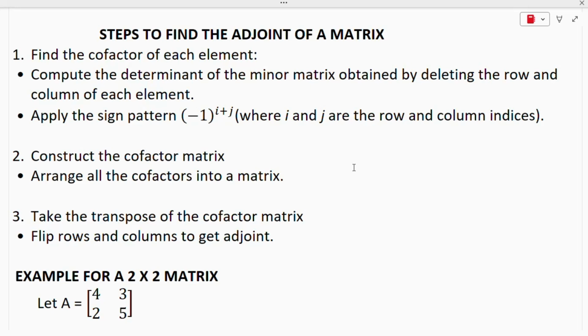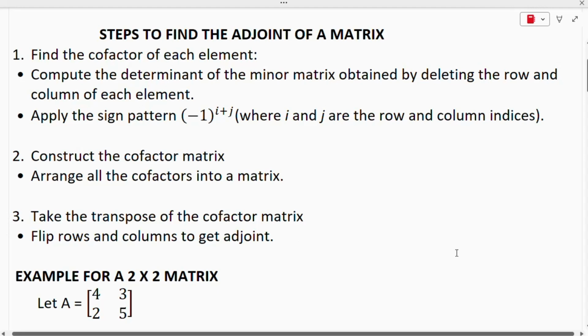Now you want to arrange all the cofactors into a matrix, and lastly you take the transpose of the cofactor matrix. If you want to learn how you can find the transpose of the cofactor matrix, go onto our playlist and search for the transpose of a matrix. So in order to get the transpose of a cofactor matrix, all you have to do is flip the rows and columns, then you get the adjoint.